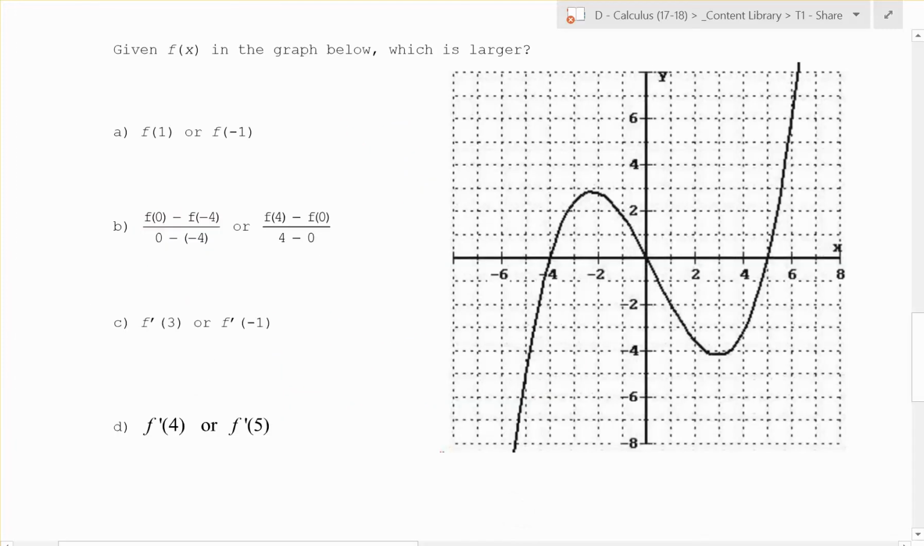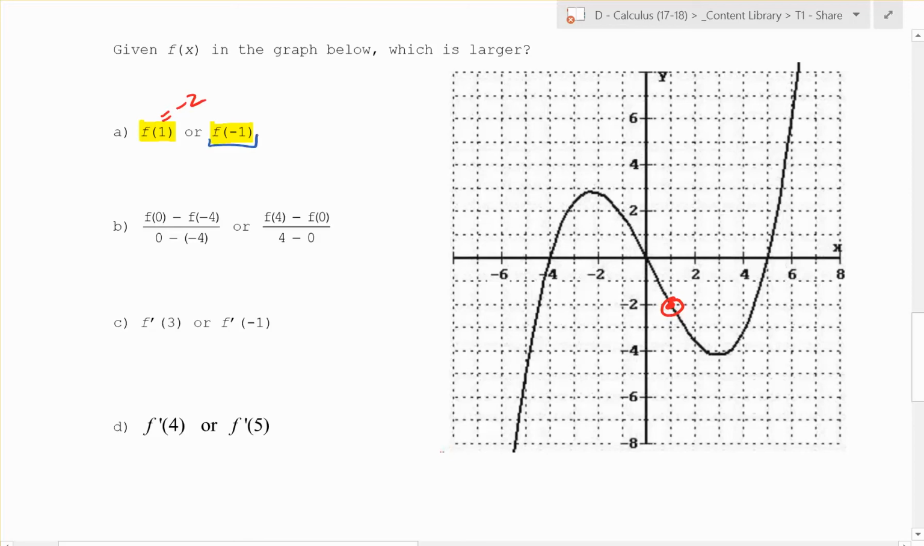Which is bigger, f of 1 or f of negative 1? That means the function evaluated at 1. So where is the function at x equals 1? That point right there looks like it is f of 1. So what is the output? Well, it looks like f of 1 is negative 2.